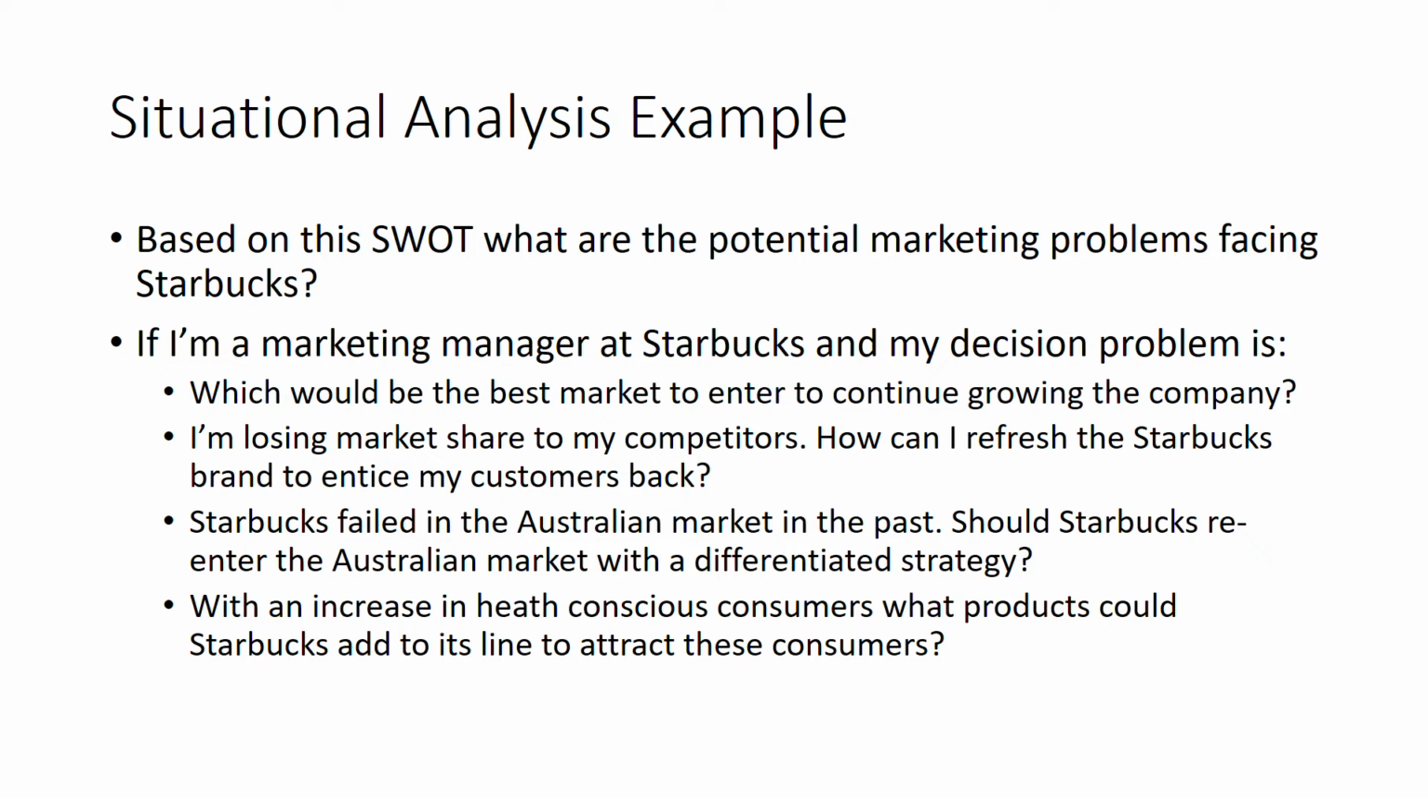And finally, one of the other threats that was indicated in the situational analysis was the increase in health-conscious consumers. So Starbucks might have a decision problem of what products could it add to its lineup to attract these consumers. Does Starbucks want to attract health-conscious consumers, or is it the non-health conscious consumer segment? It's the designated one that it is targeting, and someone else, a competitor, can have the health conscious consumer.